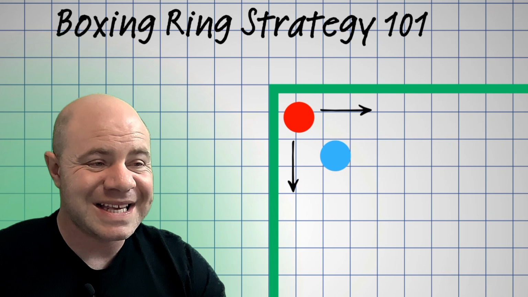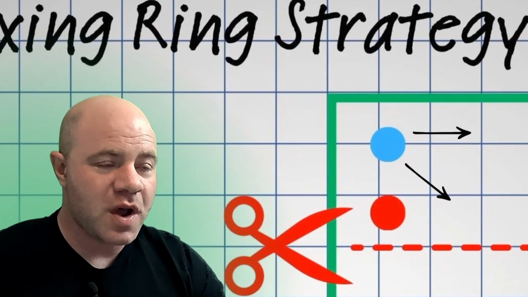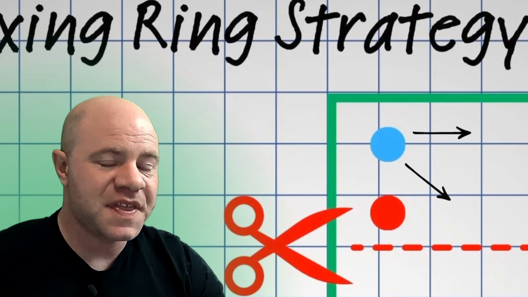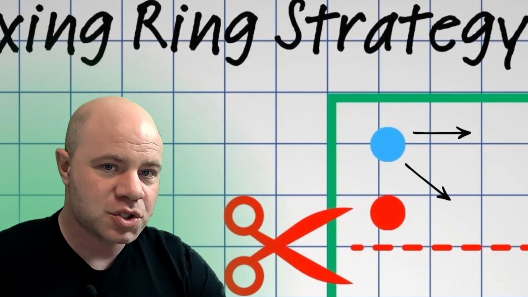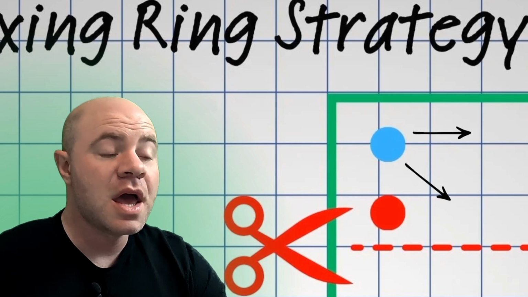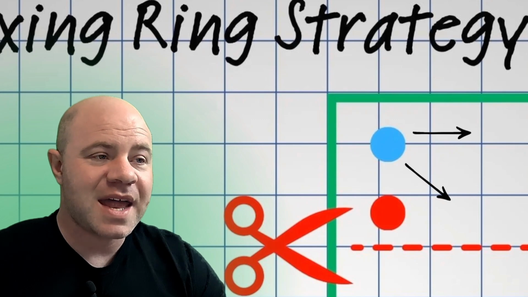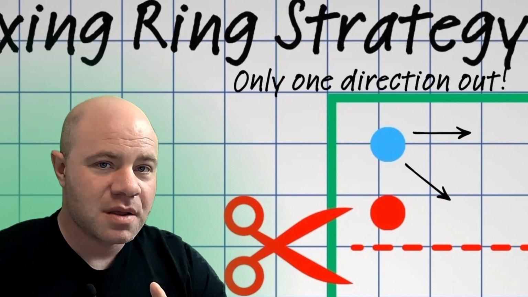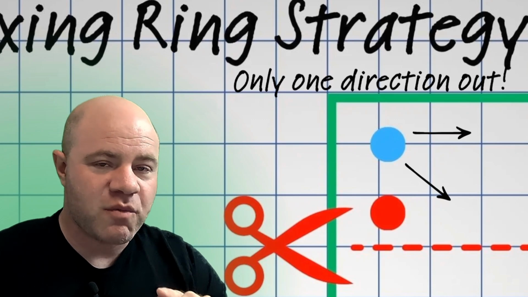But what's brilliant about this is that in this scenario where you have made the ring basically a thin rectangle and their back is against the northern rope and their shoulder is against the western rope, or it could be the other side of this, they only have one exit to go. And that is a pretty favorable thing for you and pretty bad for them, because they only have one direction out.